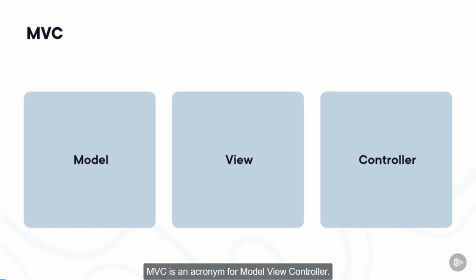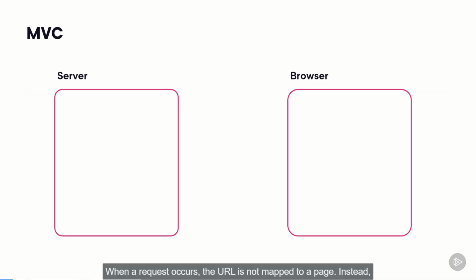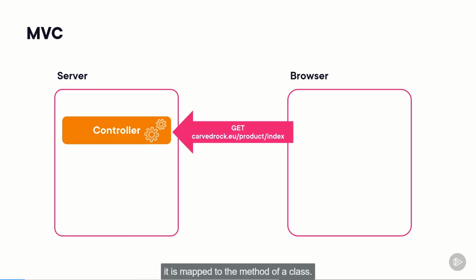MVC is an acronym for Model View Controller. Here's why it's called like that. When a request occurs, the URL is not mapped to a page. Instead, it is mapped to the method of a class. This class is called the controller, and the method is called the action.